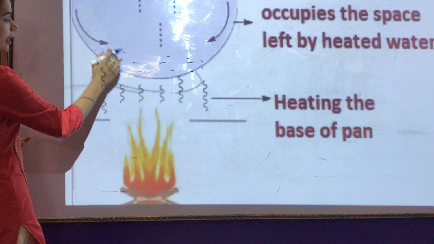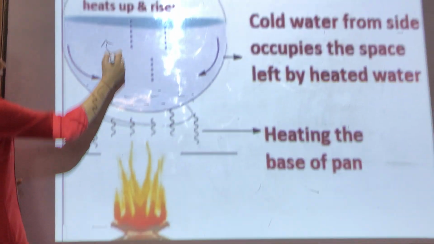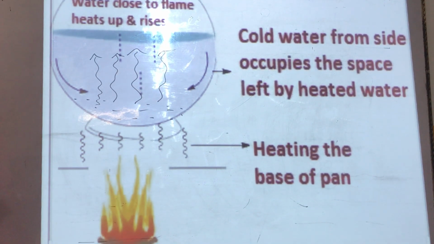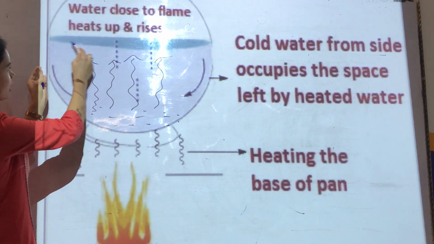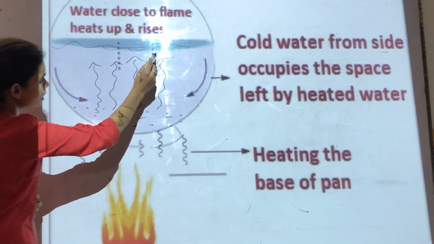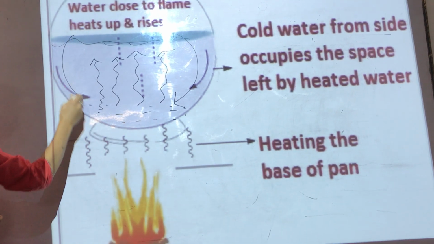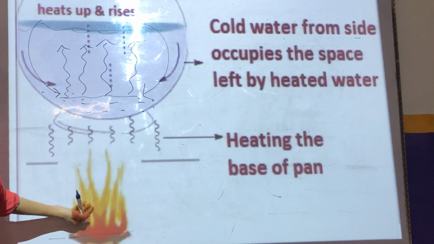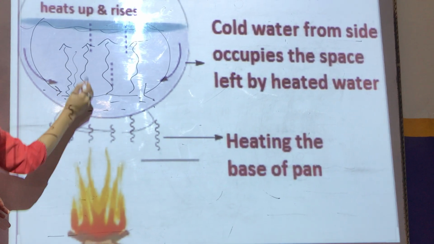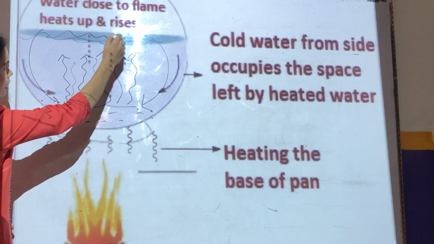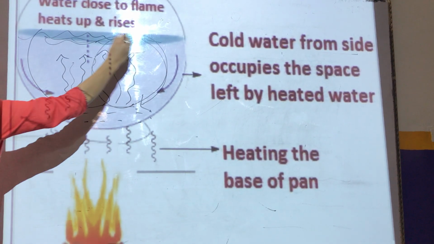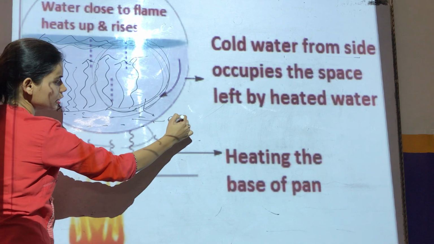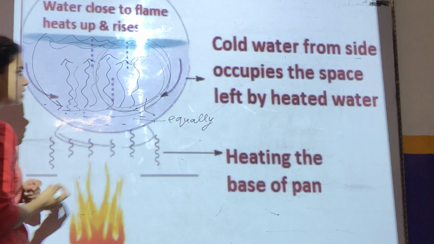It will heat up, and once it heats up, it will start rising, because when it is heated up, it becomes lighter, so it will rise up. Meanwhile, the cold water from above the surface will come from the sides and take its place, and it will again take the heat from this burner, become heated up, and rise. Then again the water from the surface will come down like this, and this cycle goes on till the time the water is equally heated.